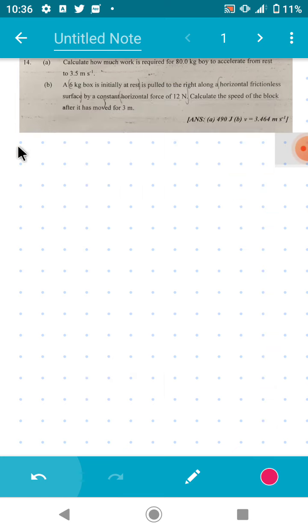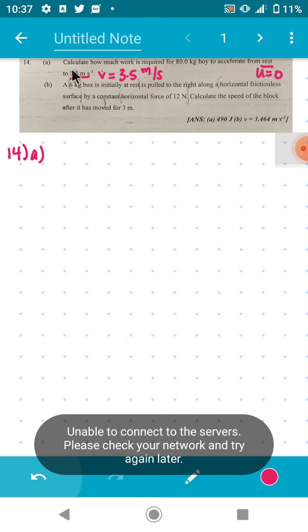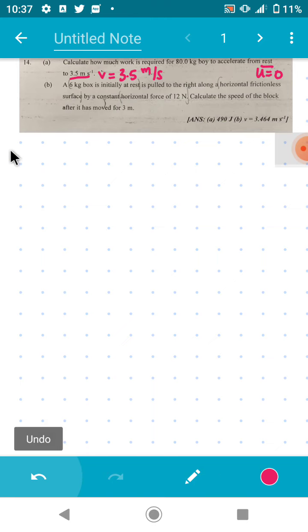Alright, so let's start with question 14A. How much work is required for an 80 kilogram boy to accelerate from rest to 3.5 meter per second? From rest means u equals 0, and this is the final speed, 3.5 meter per second. In order to find the work, because work is defined as the product of force and displacement, we need to find the force and the displacement.